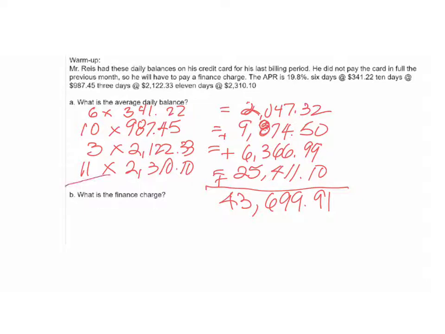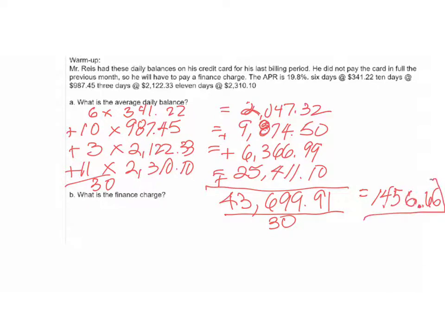To determine the average daily balance, we need to add up the days. So we have 6 plus 10 plus 3 plus 11. If we add all those up, we get 30. So 30 is what we are dividing our balance by. And if we do that, the average daily balance is $1,456.66. Sorry, I messed up there a little bit. $1,456.66. That is the answer for A.